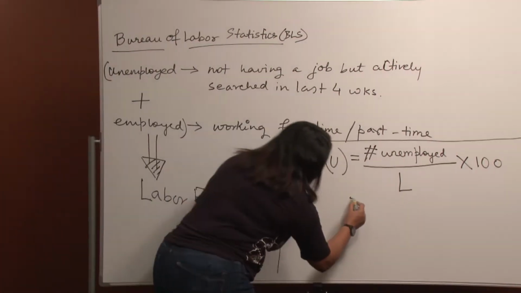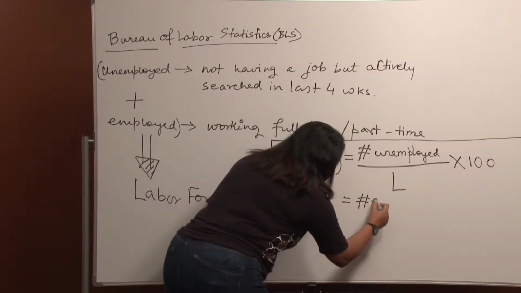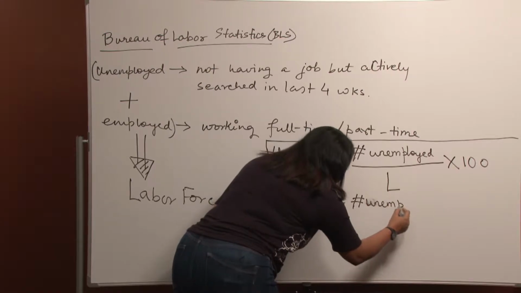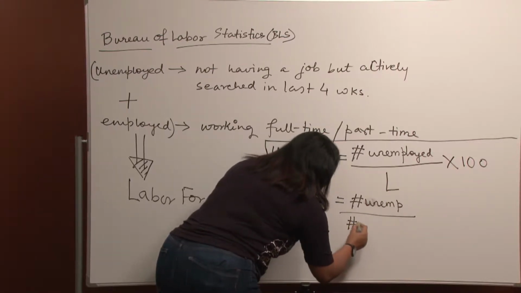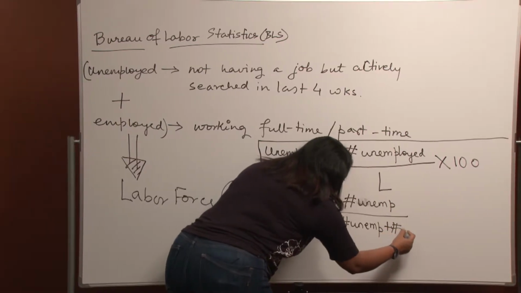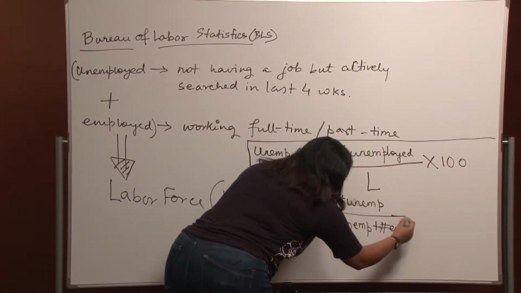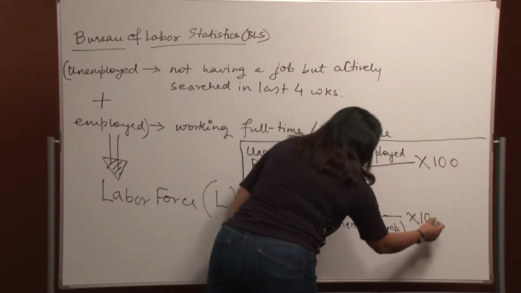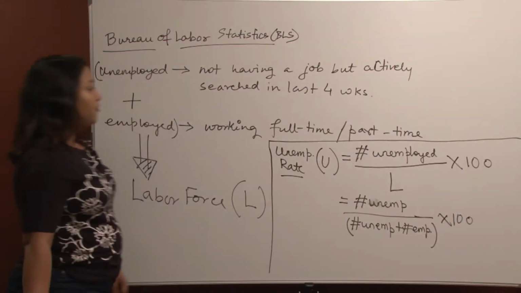So, basically, this is the number of people unemployed divided by number unemployed plus number employed, because that is the definition of labor force, right? That's what you have in the denominator, times 100. That's the definition of unemployment rate.